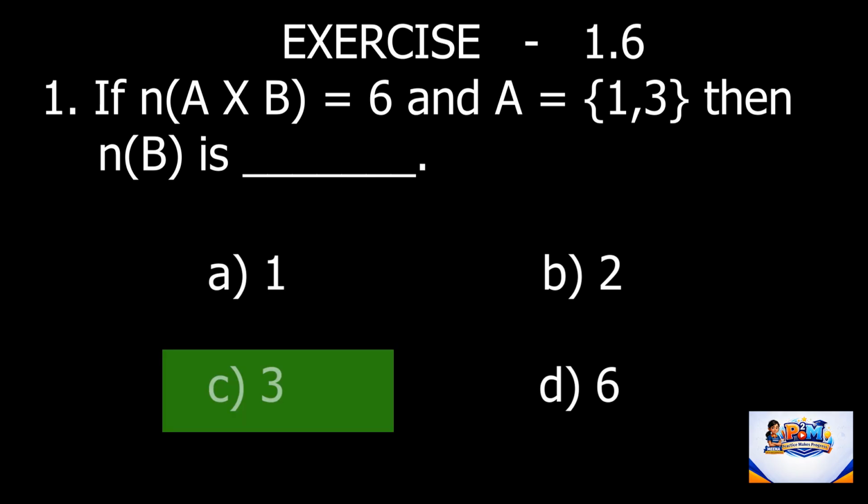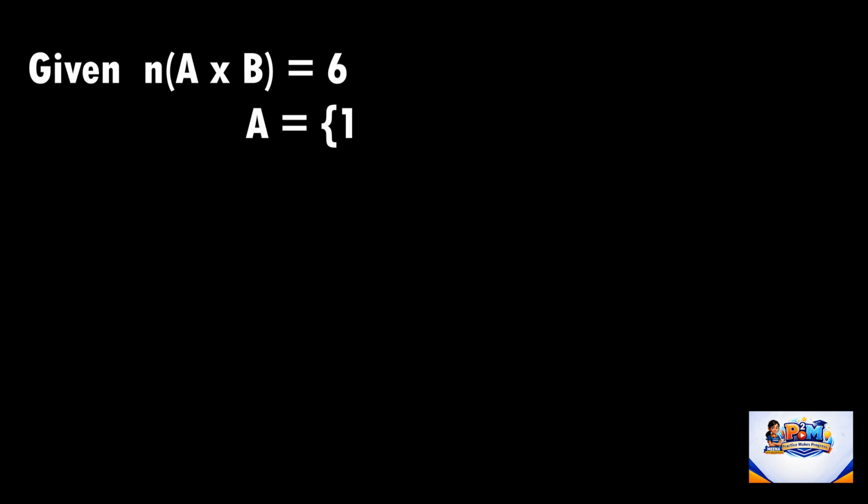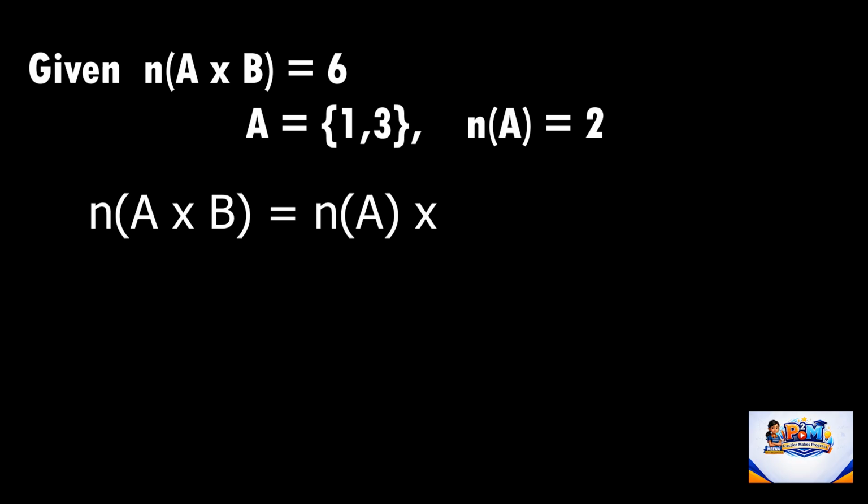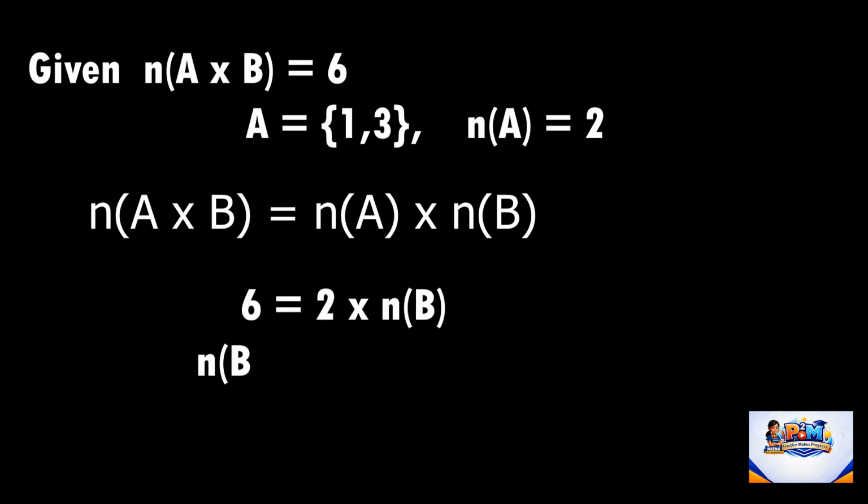The answer எப்படி வந்துச்சு, நம்ம இப்போ ட்ரை பண்ணோம். Given n of A cross B equal to 6 and A equal to the set 1 comma 3. A equal to set 1 comma 3 na n of A equal to 2. நமக்கு தெரியும் n of A cross B equal to n of A into n of B. நம்ம வேல்யூஸை சப்ஸ்டியூட் பண்ணுறோம். அப்போ 6 equal to 2 into n of B. n of B equal to 6 by 2, 3.